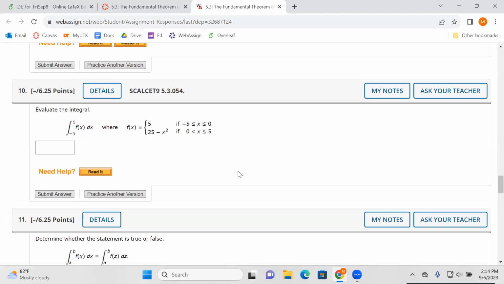The value of its integral is going to depend upon the values of the function along the meat of the function in between the endpoints.